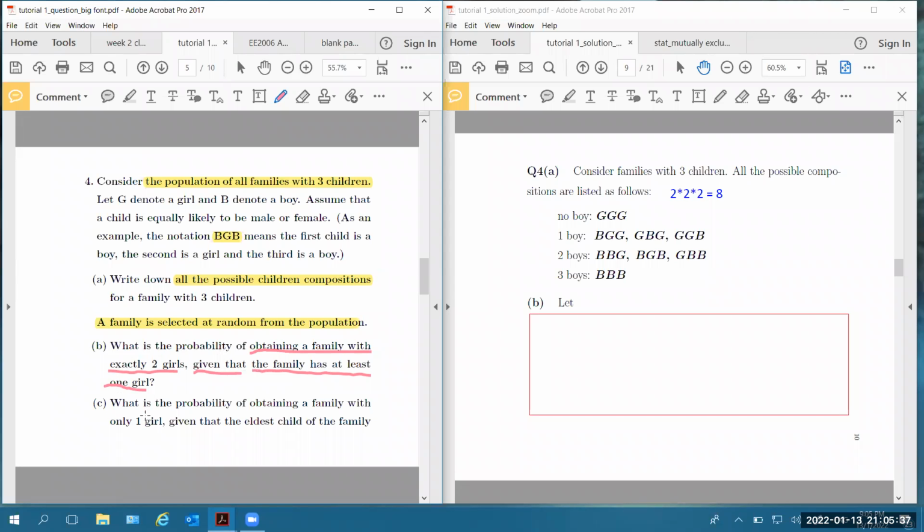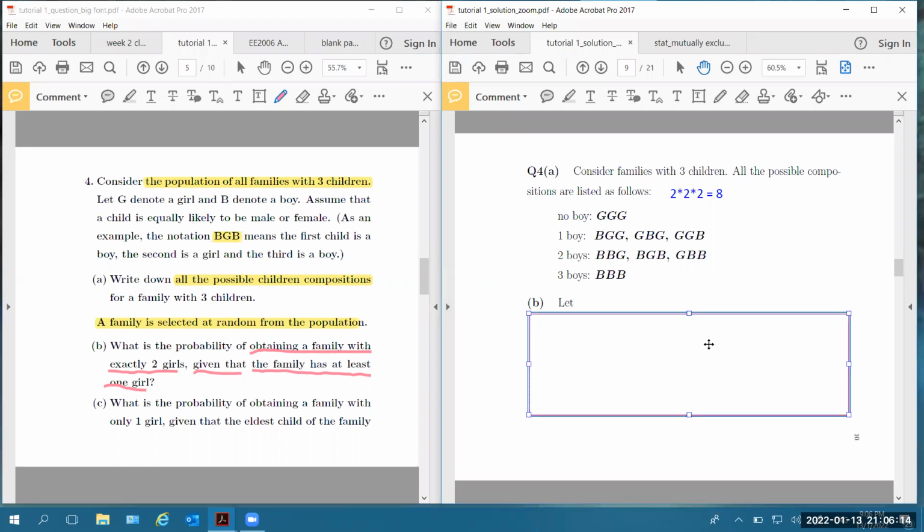Can you see the structure? What is the probability of this one given that this one? Can everybody see the structure? What is the probability of obtaining this given this? So this is a conditional probability: the probability of this one given this one has happened. It's important that we are able to see that this is a conditional probability.